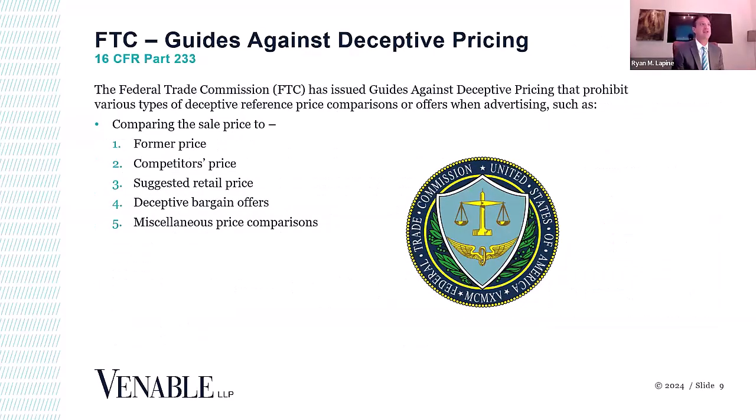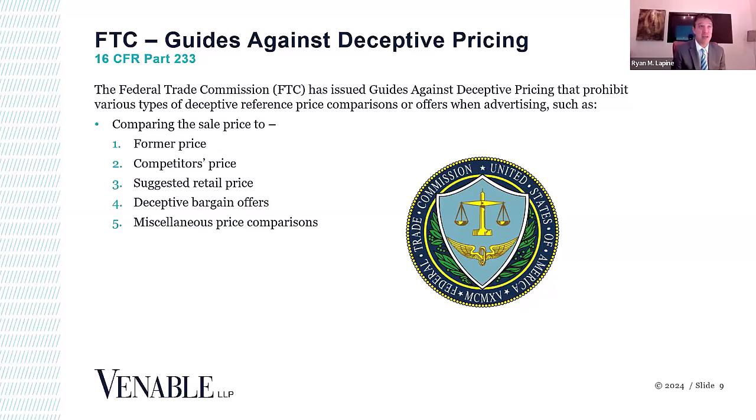The Federal Trade Commission has actually issued guidelines against deceptive pricing. And they prohibit various types of deceptive reference price comparisons or offers when advertising. And reference prices simply are like what we just talked about with Michael's, where you would say, it used to be $30, but now it's $15. And these regulations relate to comparing the sale price to a former price.